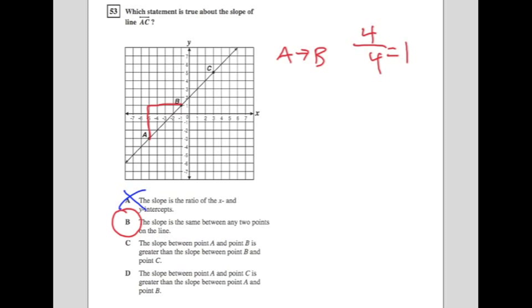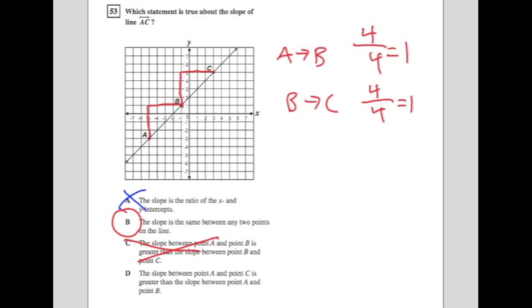Okay, and now it says A to B is greater than B to C, so B to C should be less than 1. Let's find out. 1, 2, 3, 4. Okay, so 4 again, and 1, 2, 3, 4. So it's the same thing. So C is incorrect. AB is not greater.